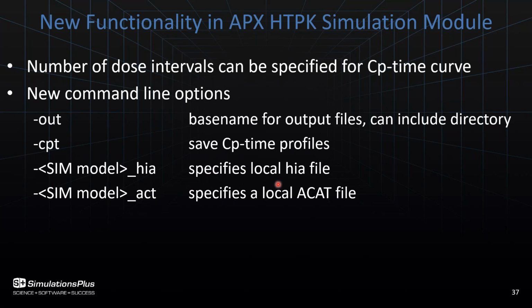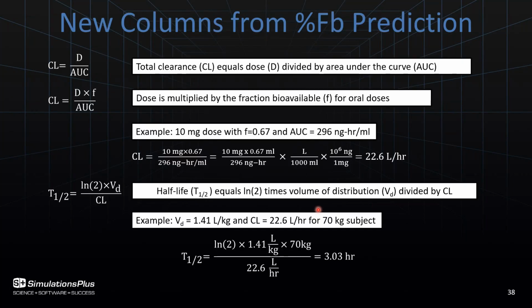You can also specify a local HIA file. So these are for the parameter files. They'd be similar to the PBPK files in GastroPlus. So these would specify the physiology of the subject, and then the ACAT model would specify the volumes of the GI tract, et cetera. And so you can specify those to create your own customized version.